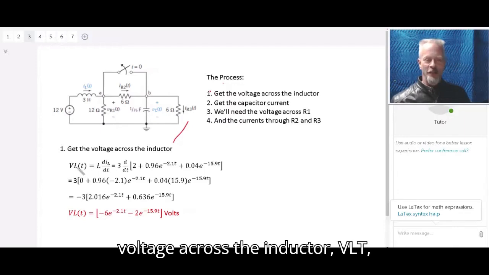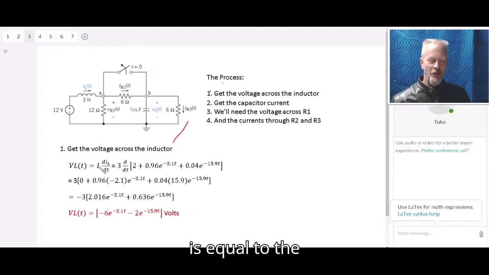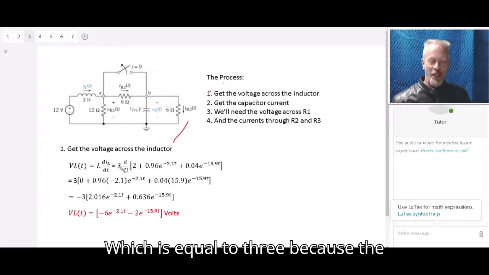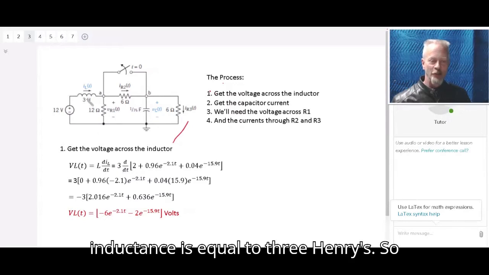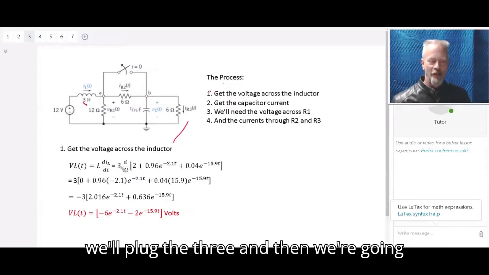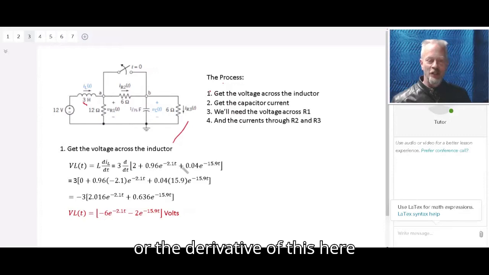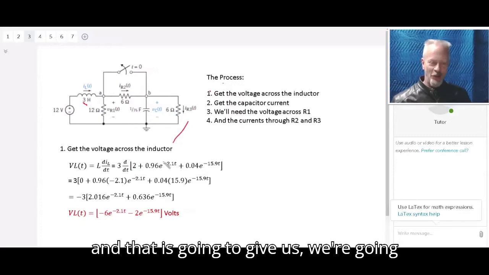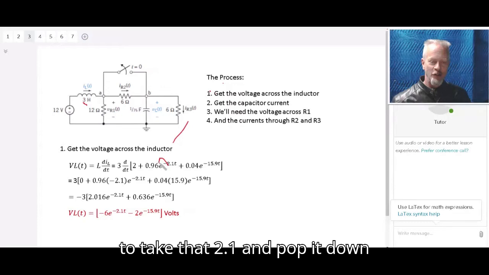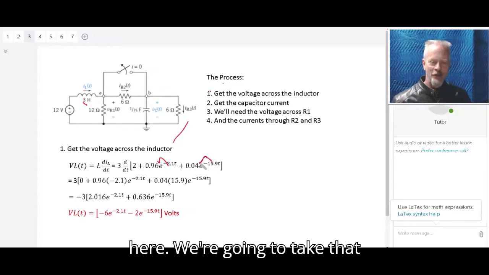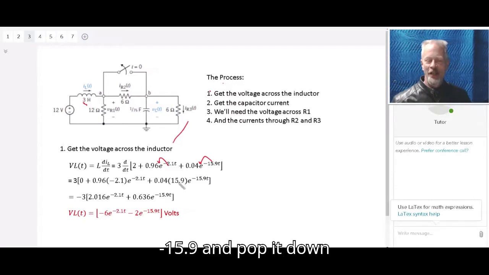The voltage across the inductor, VL(t), is equal to L di/dt, which is equal to 3, because the inductance is equal to 3 henries. So we'll plug in the 3, and then we're going to take the derivative of this here, and that is going to give us, we're going to take that 2.1 and pop it down here. We're going to take that minus 15.9 and pop it down here.